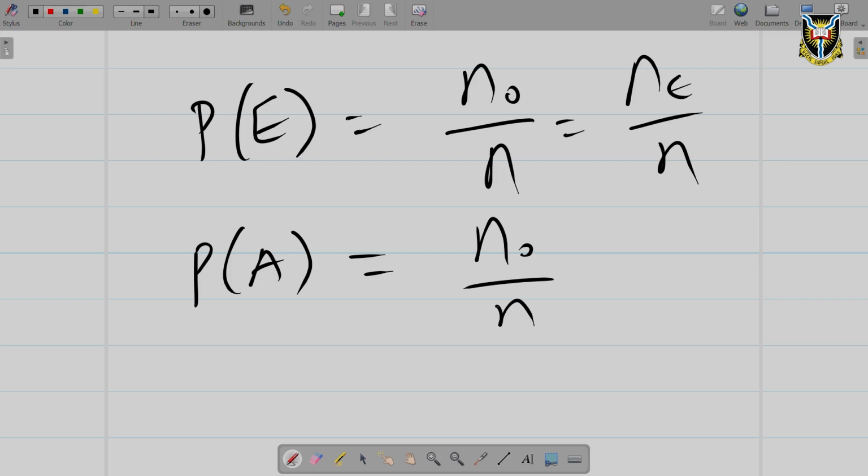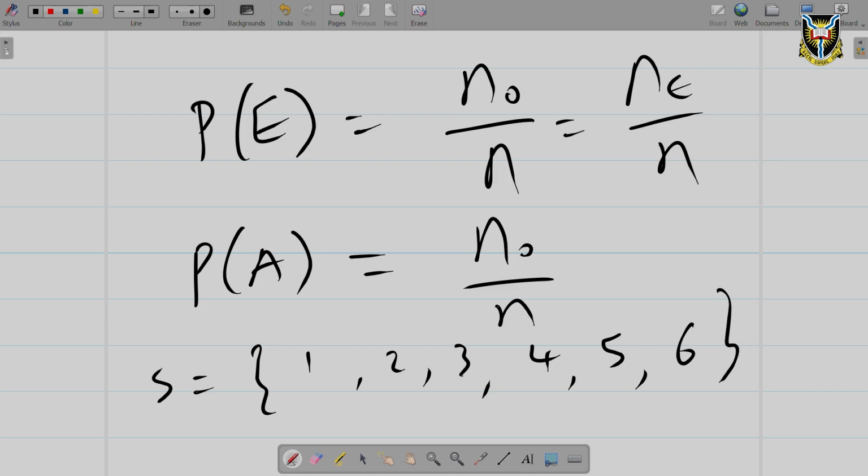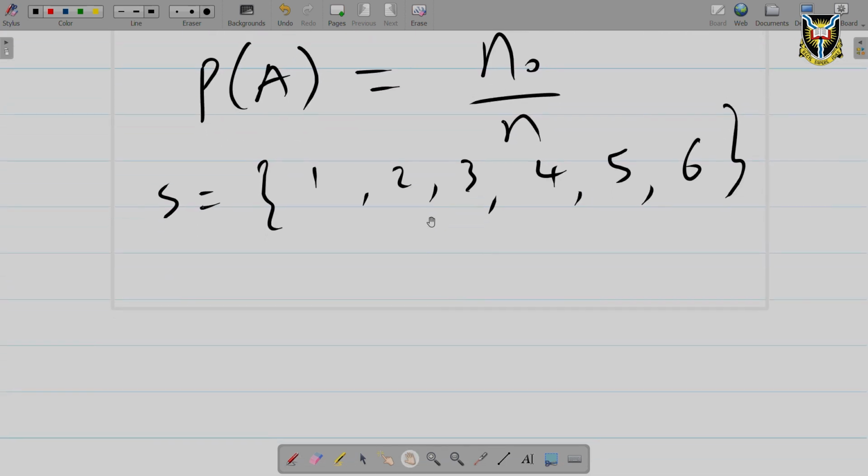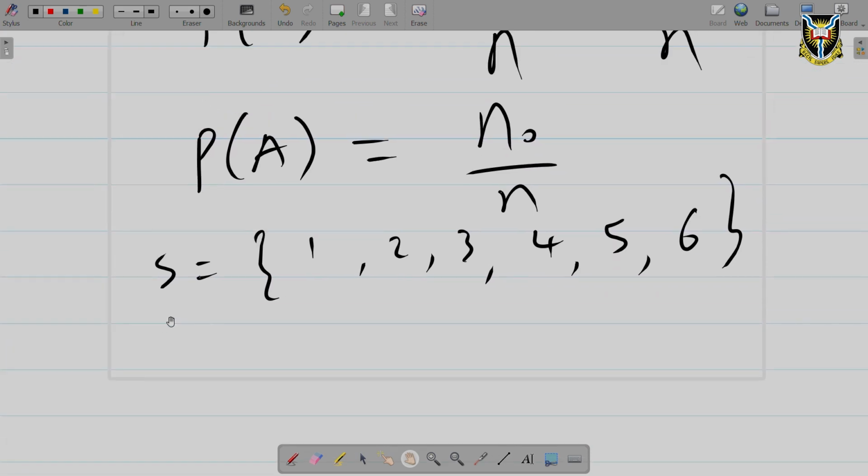Now, for example, in a throw of a die, what is the probability of a 2 coming up? The sample space here is the set of 1, 2, 3, 4, 5, 6. Okay? And for 2, let me say A is the event of 2 coming up. So if A is the event of 2 coming up, then A will be the set of 2.